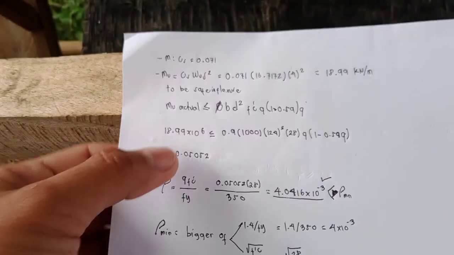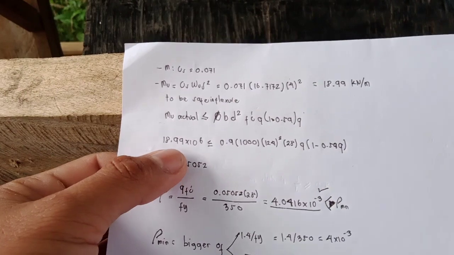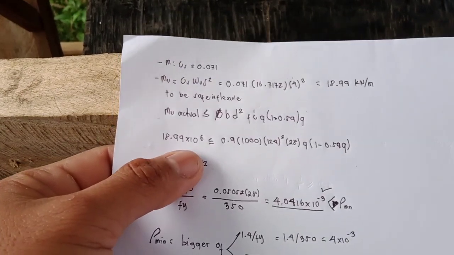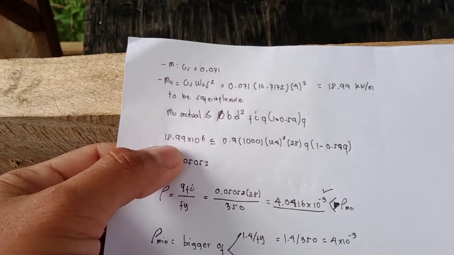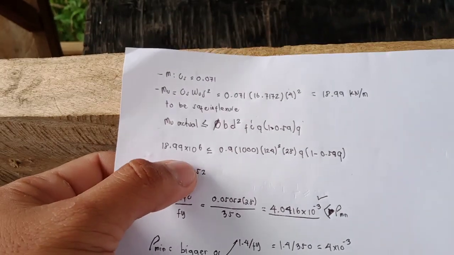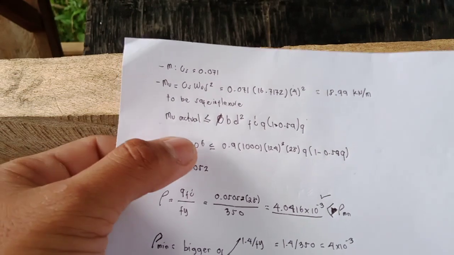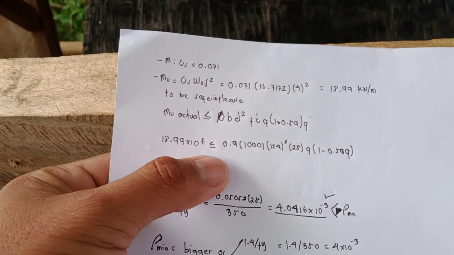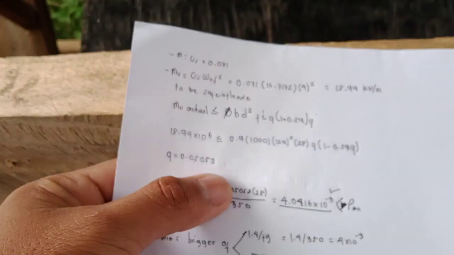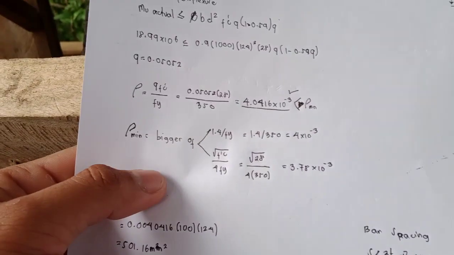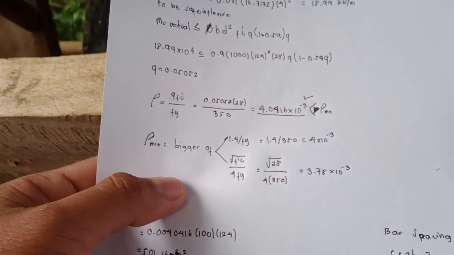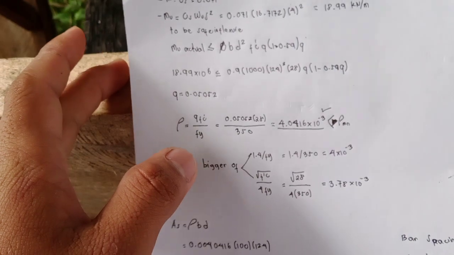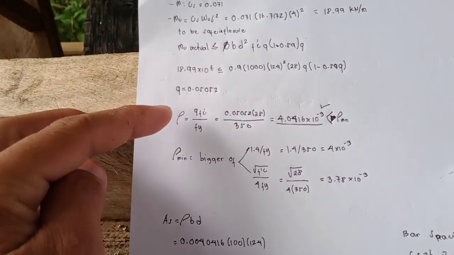So this is a unit of kilonewton meter, so we can use a unit of kilonewton millimeter. So we can use 18.29 times 10 to the 6 equals 0.9 times our phi, which is 0.9, and b, which is taking 1 meter, so we use millimeters, so 1000.